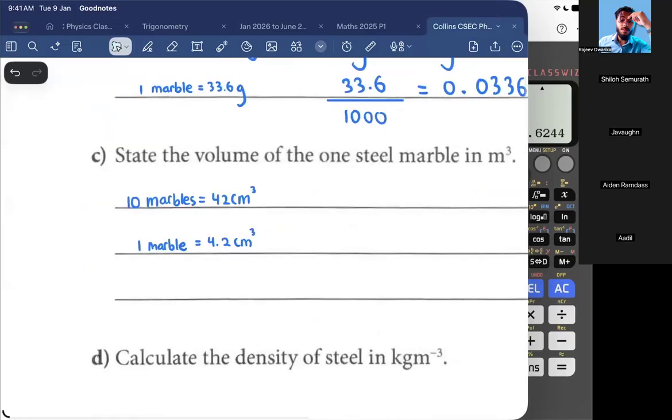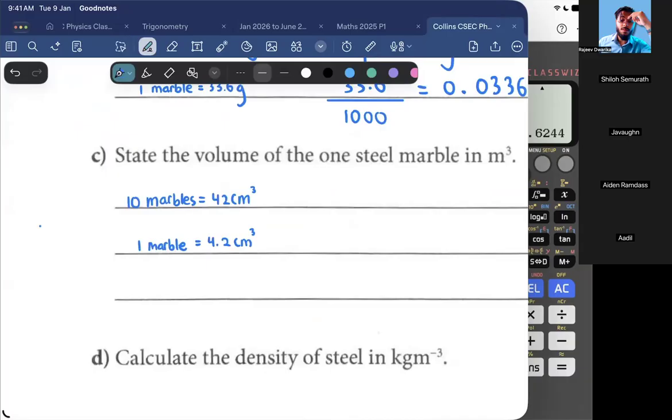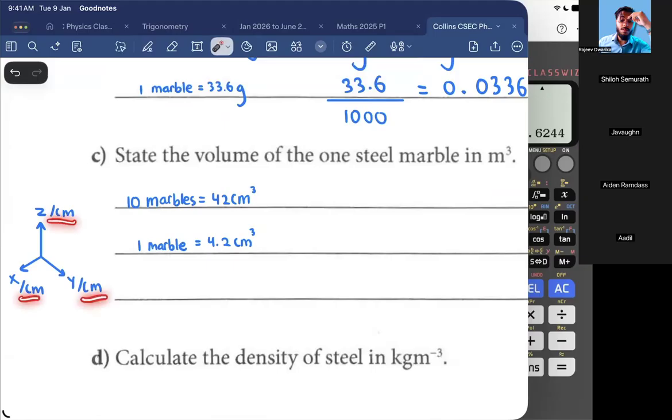So let me explain something. If we're talking about 3 dimensions, call these dimensions X, Y, Z. 3 dimensions, right? And each dimension is in centimeters. If I want to get meter cube, wouldn't I have to convert each dimension? I would have to convert each dimension to what? Meters. Exactly. I'd have to convert every single dimension to meters.